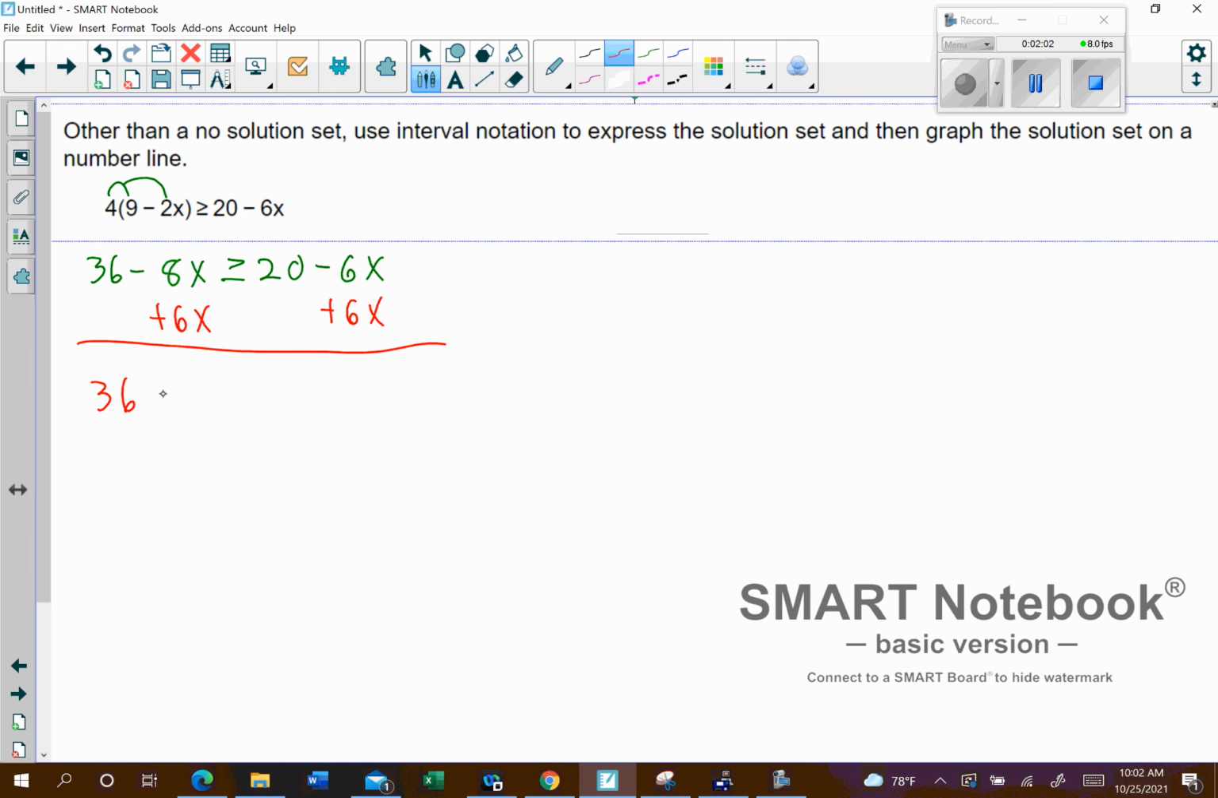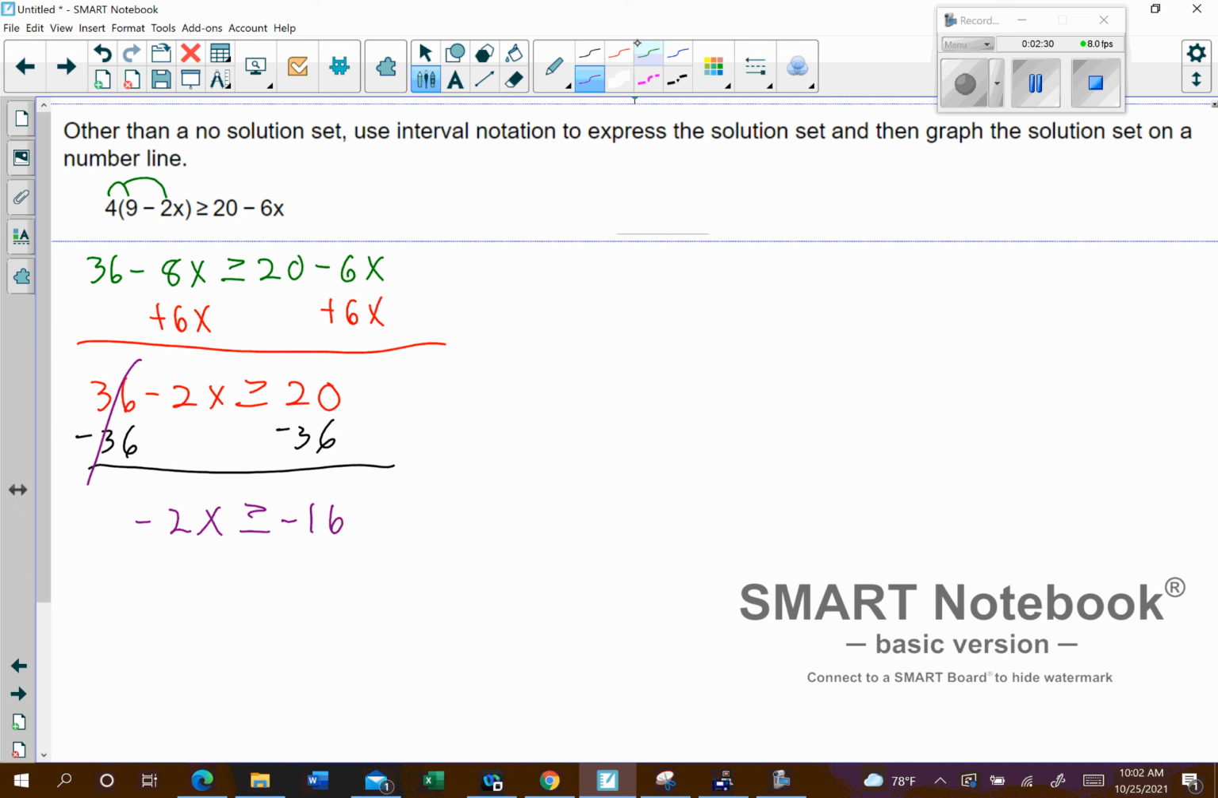So we're gonna have 36 and then that'll give me a minus 2x is greater than or equal to 20. And then I'm going to subtract 36 from both sides. And so I still have the minus becomes negative 2x is greater than or equal to 20 take away 36 would be negative 16.